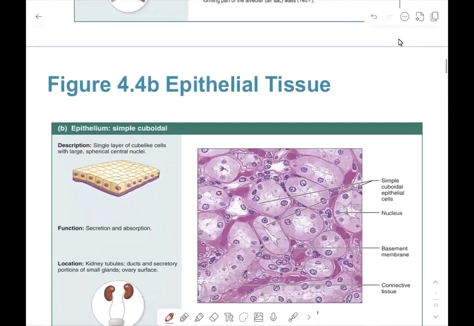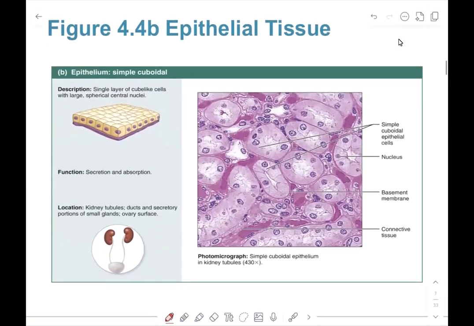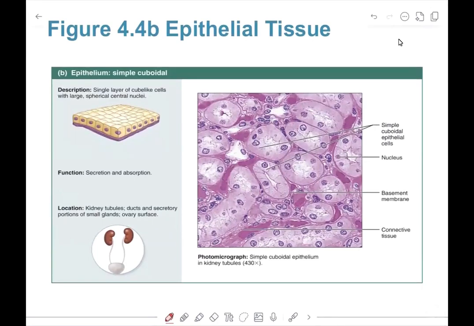The next one is another simple layer, but the shape is somewhat different. They are cube shaped. So they are a single layer of cube-like cells, and you can tell a lot by the shape of the nucleus. In this case, the nucleus is kind of spherical and it's central. And the nucleus is going to fill up much of the cell.